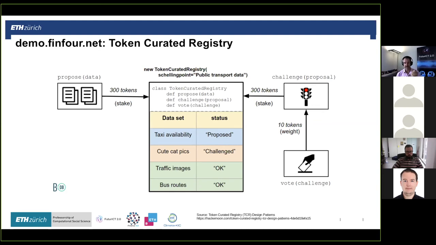And I stake. It's like a mixture. So the whole token curated registry thing is basically a mixture between poker and voting. So I put 300 governance tokens, for the sake of the example, on the table and say, here are my 300 governance tokens. Here's my proposal for the tree token. Please have a look.